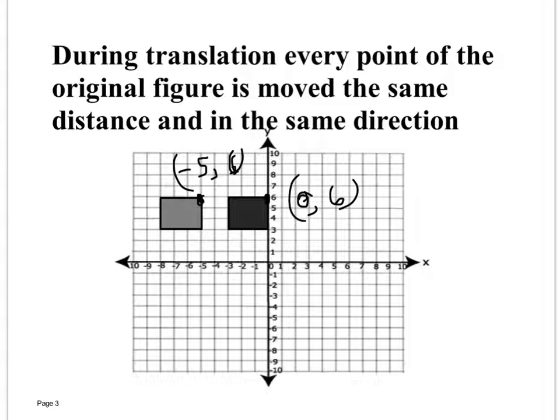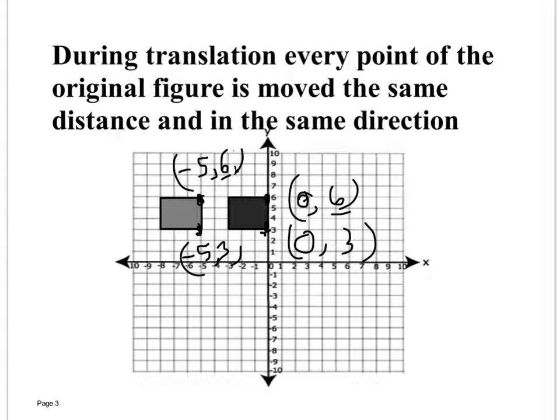Did it move up? No. If you look, we have 6 for my y-coordinate here and 6 for my y-coordinate here. So it did not change on the y-axis. We have this point, it started at -5 and went to 0 on the x. It's at 3 on the y. Did the y change? No. So this is translation, just moved the same distance and direction.